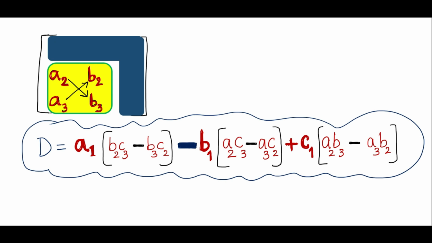A common error is where you forget to put this negative. So A1 and C1 are positive and it's B1, the middle term, that you put a negative.